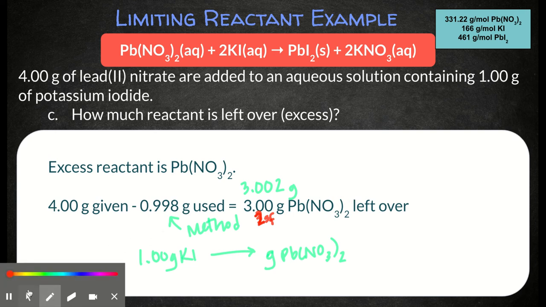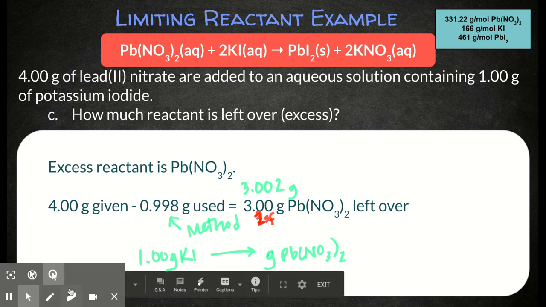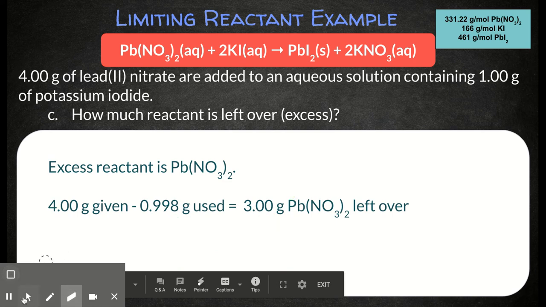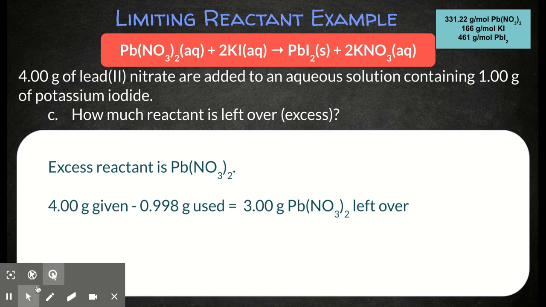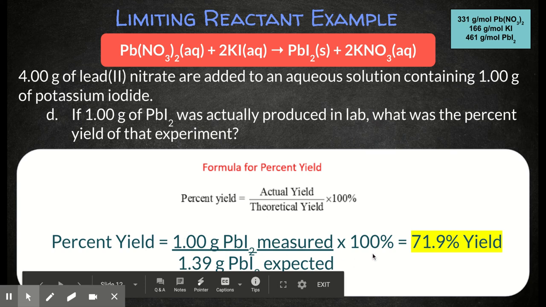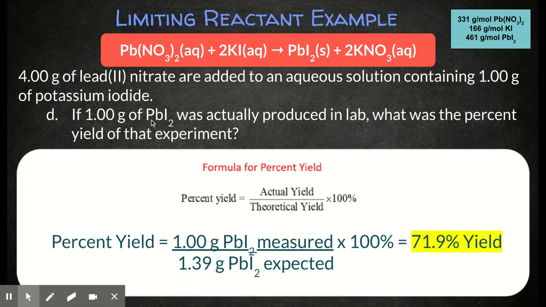Okay. And so our last step is to figure out, well, what is our percent yield? So we were given some lab data, and we know what our theoretical yield is. That was 1.39 grams of lead(II) iodide. And so our question was, if 1 gram of PbI2 was actually produced in the lab, what was the percent yield of that experiment? Well, the formula is actual yield over theoretical yield.